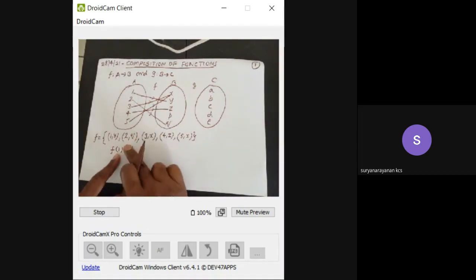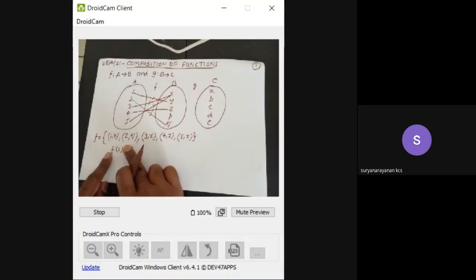I closed here y. Are you watching the screen? I'm showing only this notation. f of 1 denotes the image of element 1 under the function f. The image of the element 1 under the function f, its value is y.